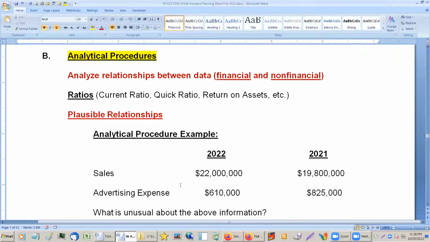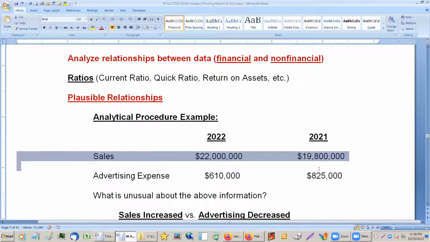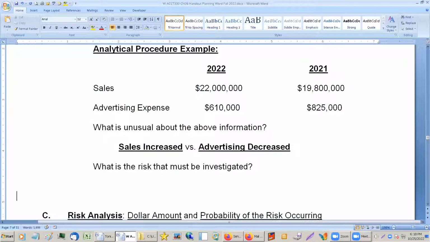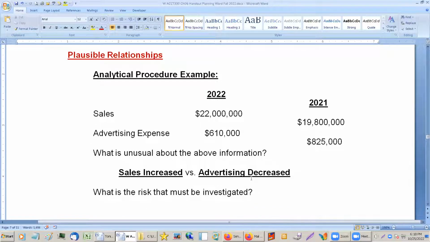Okay, so given this, you go, well, what do you do with it? What does this maybe indicate? So what might be the risk that you might have to investigate? That they spent less on advertising and pocketed the money or something like that. Okay, so they spent less on advertising. So maybe the advertising expense might be too low.